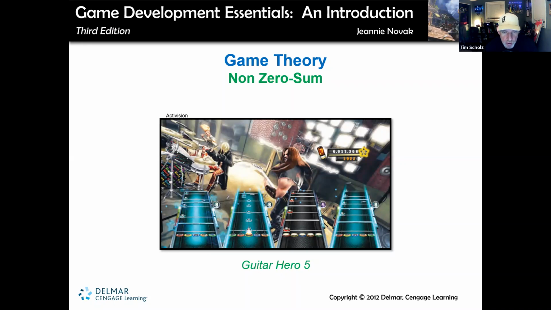For example, like the Guitar Hero games. A lot of times with the Guitar Hero games, you had multiple people playing together to get the best total score, but there were also individual scores and such. Sometimes in a non-zero sum game you could have players that are classified within the game as enemies, but they have to cooperate to reach some sort of goal along the way.